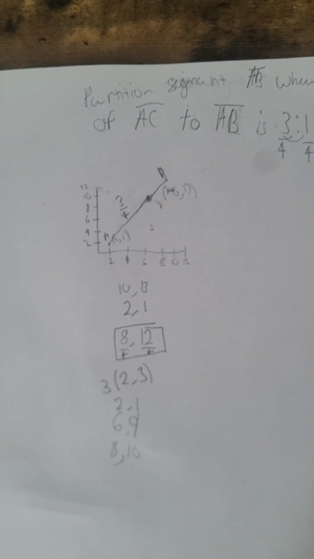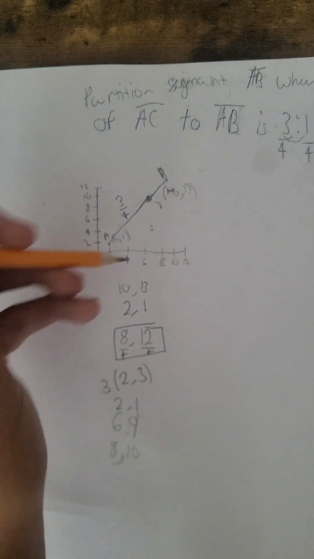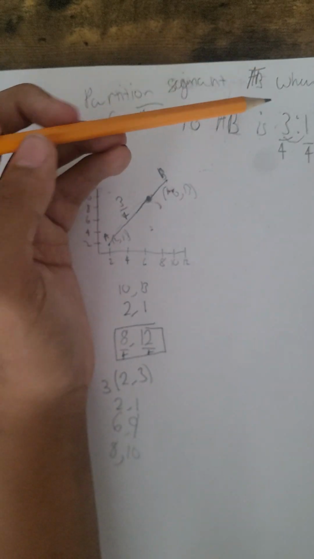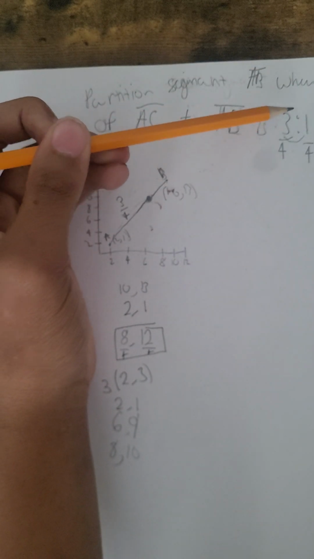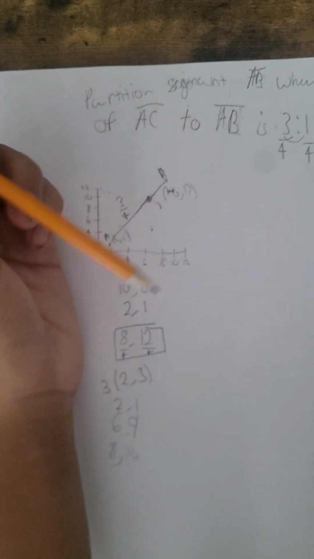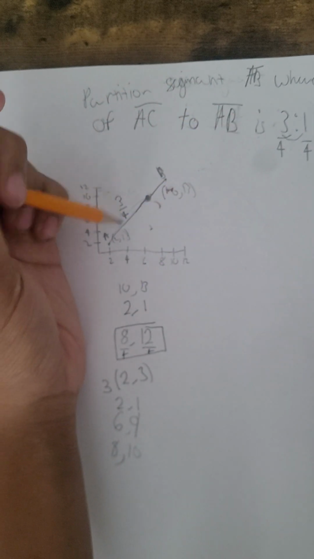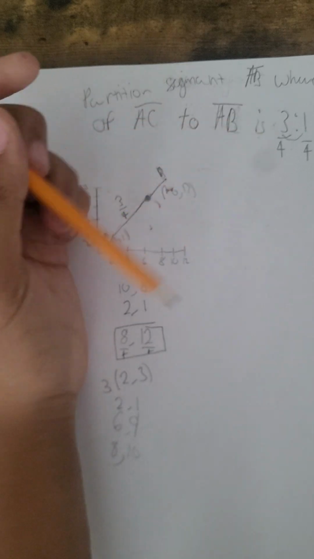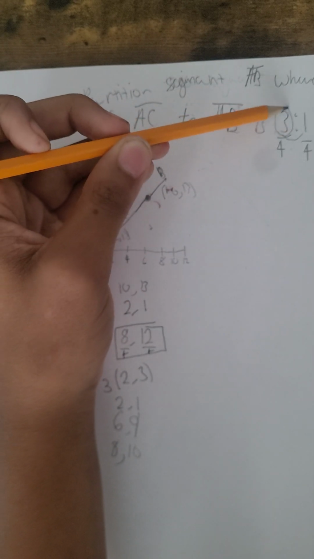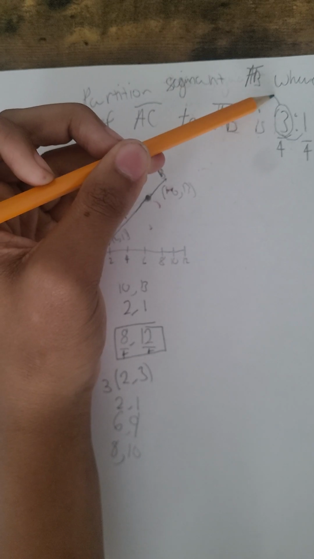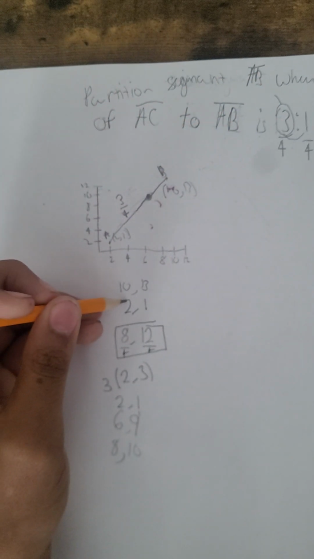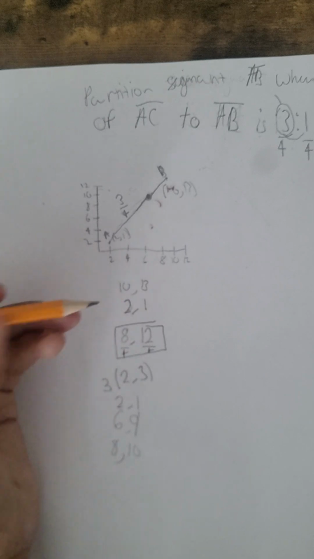So basically, the steps are: find the distance between your points, figure out what the denominator is by adding up these two, and then divide the distance between the two points by the denominator, and then multiply that by whatever you're partitioning it by. That'll always be the first number in the ratio, and add that to your original value.